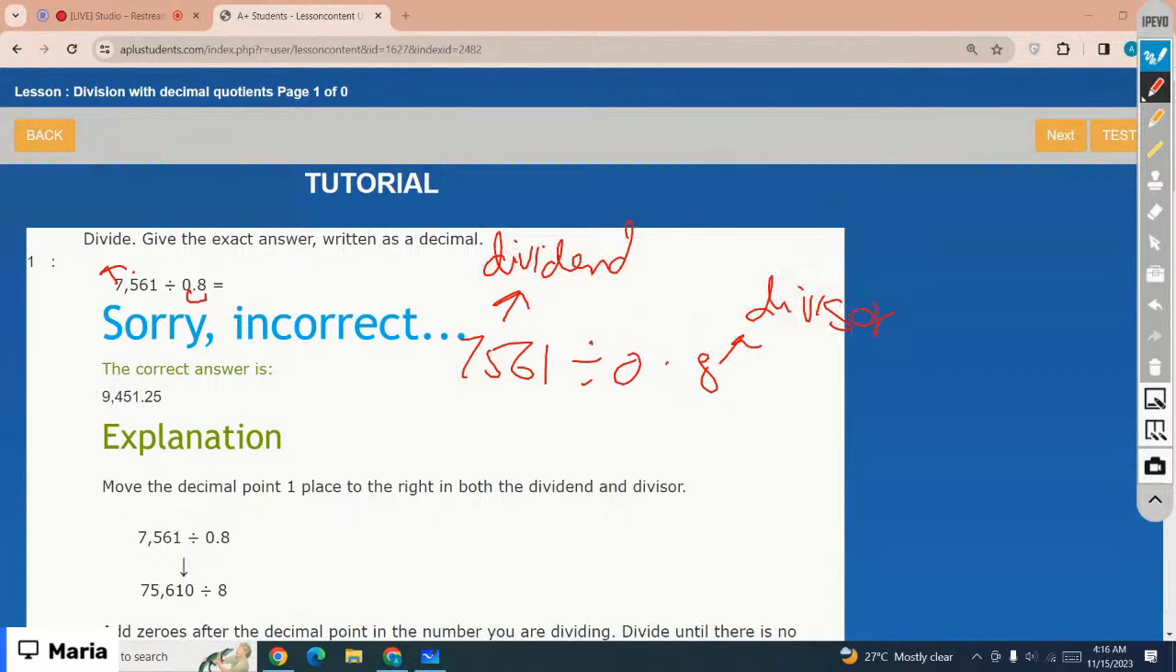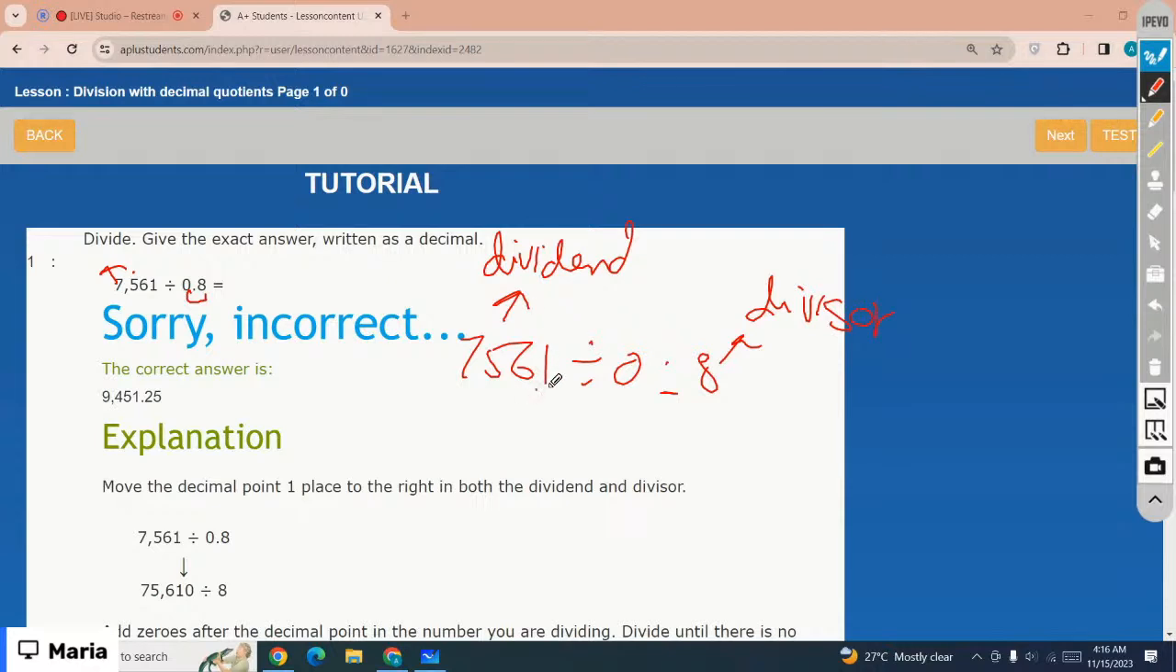Okay, so what do you have to do if your divisor has a decimal point, right? Just look at how many decimal places we have. Only one decimal place, right? What you have to do is move both the divisor and dividend one place, right? Because right after the decimal you have one decimal place, so you have to remove that decimal. Move both divisor and dividend one place, right?